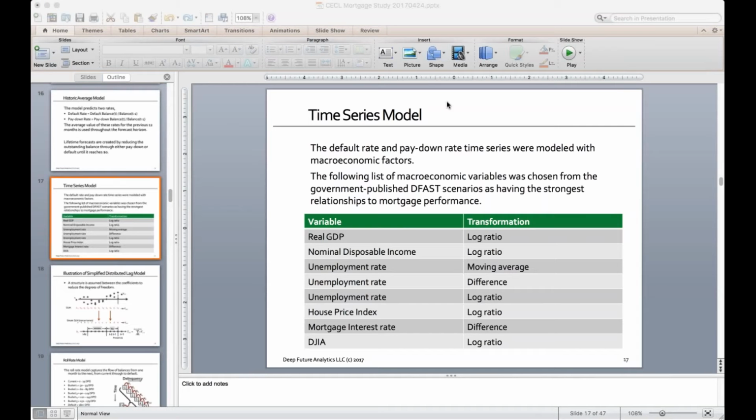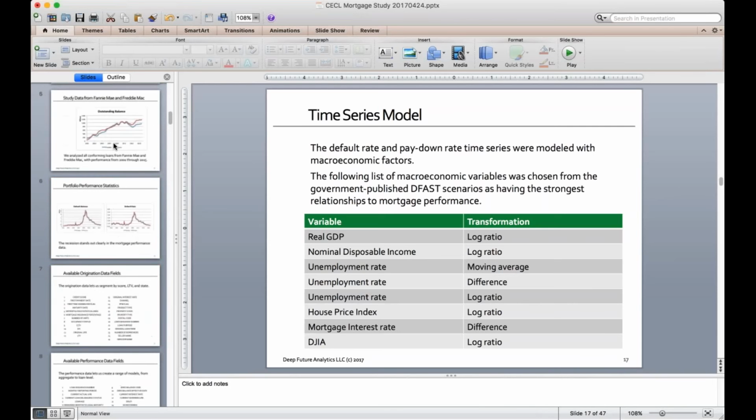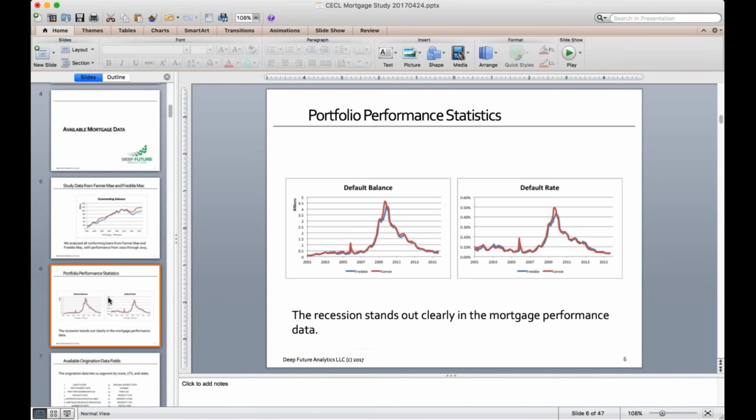What we call a time series model is taking those same two rates, the default rate and the paydown rate, but using those time series. Let me go back to the slides, it didn't show. The default rate here is the one that gets modeled then with a time series model, looking at how we could correlate this to economic factors in order to make predictions going forward.